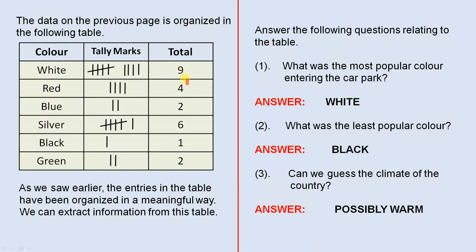Well, if you look at the numbers of cars, this is only a very small sample, but that's all we're given. Most of the cars are white, and there's only one car that's black. Now we know that white is very good in the heat because it reflects heat. Black is not very good in the heat because it absorbs heat. It gets hot easily. So a simple inference or a guess could be that it is possibly a warm country, only because most of the cars are white.